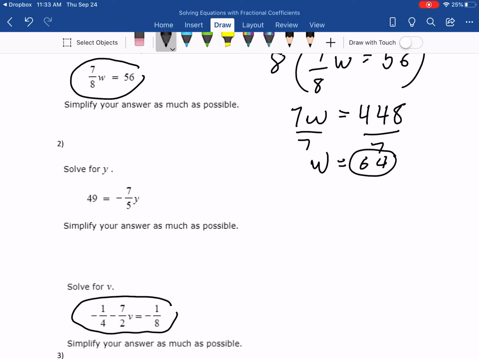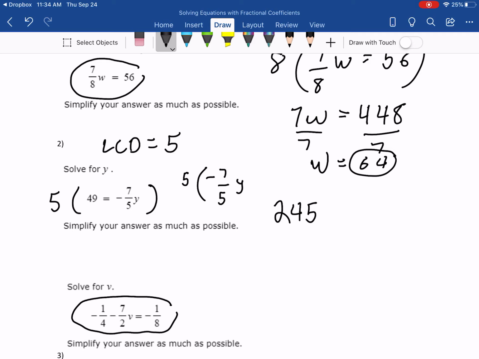Number 2. Number 2, again, only has one fraction, so the LCD here is just our denominator. The LCD is 5. So we're going to multiply everything by 5. 49 times 5 is 245. And if we multiply, let's do 5 times negative 7 over 5 y. See, do it the easy way. The 5s will cancel. Equals negative 7y.